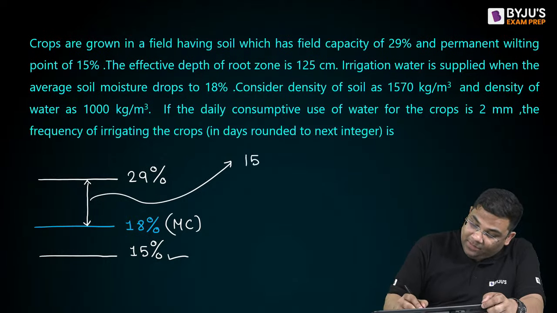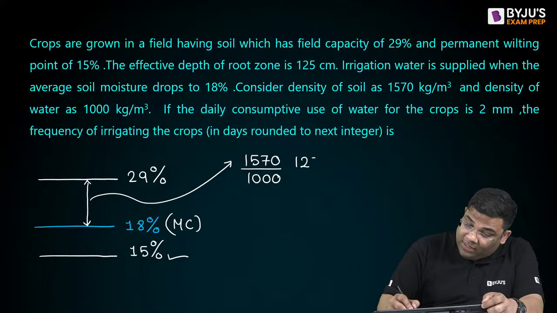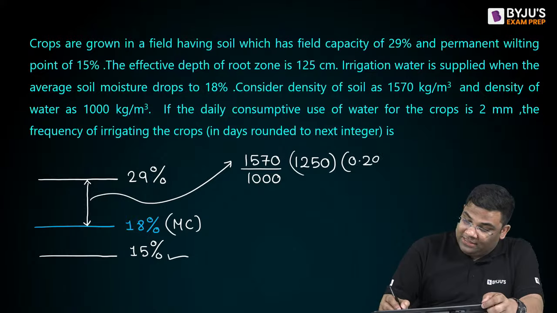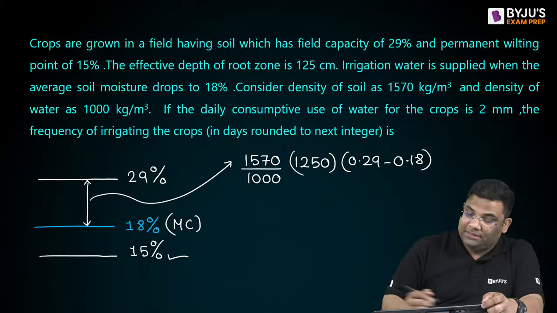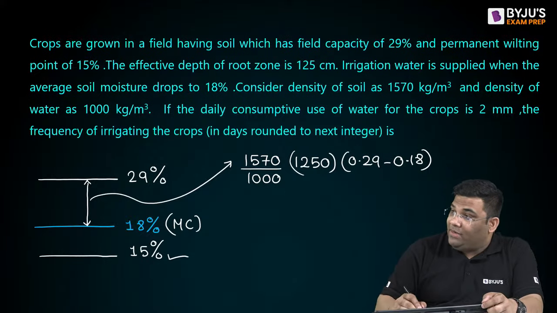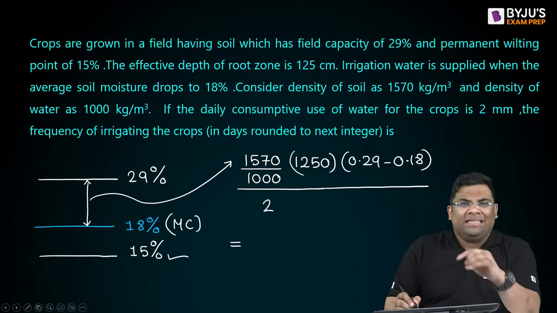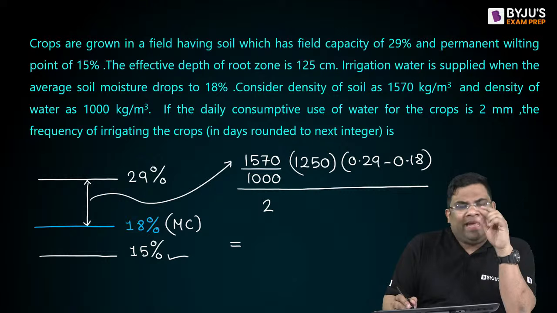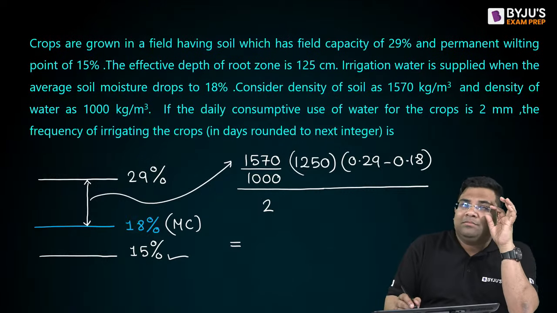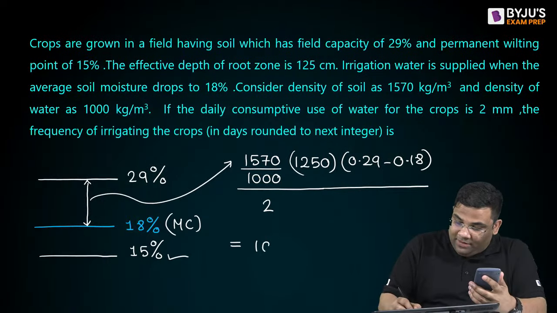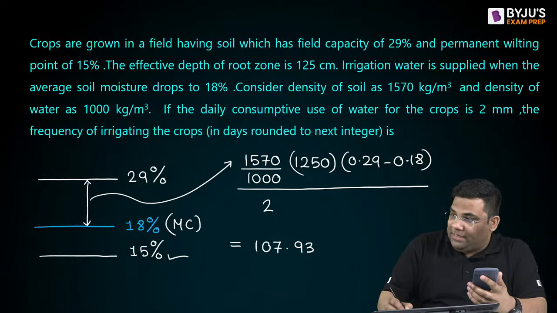And this depth of irrigation will be gamma d by gamma w into the depth of root zone, which is 1250 mm, and then field capacity minus the moisture content. Yes, this is the depth of irrigation. Now divided by the consumptive use, that is 2 mm. So when you find it, you'll get 107 point something. So actually you should irrigate before that. Actually, if it was not mentioned, you're getting 107.9375.